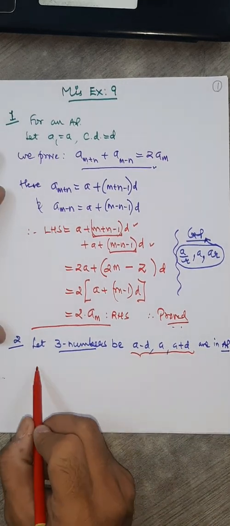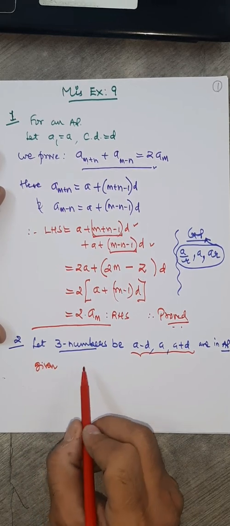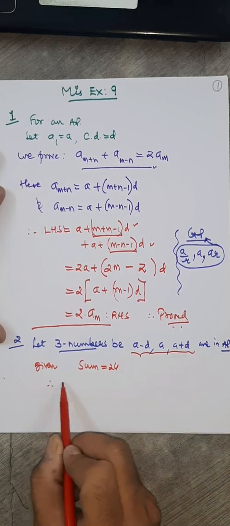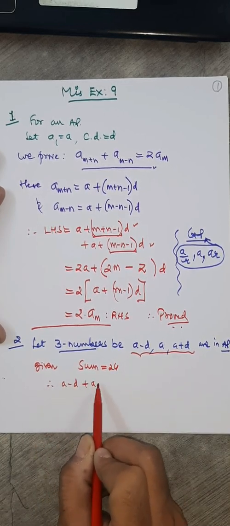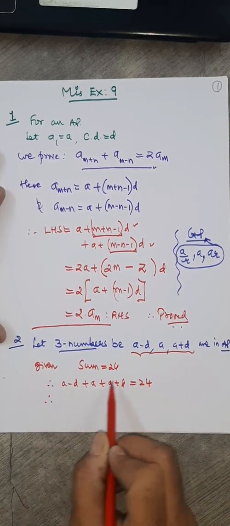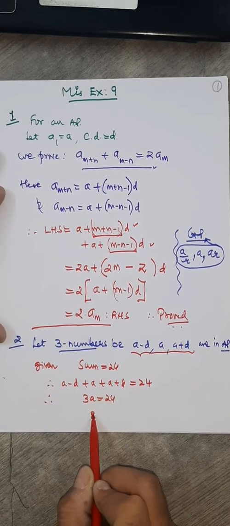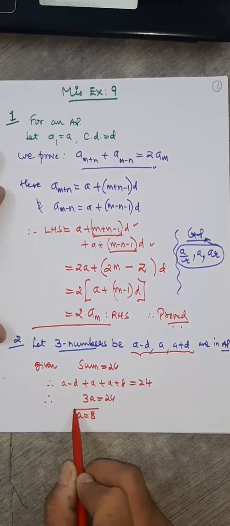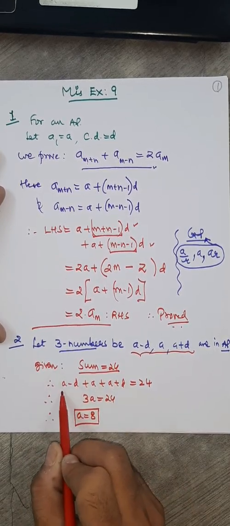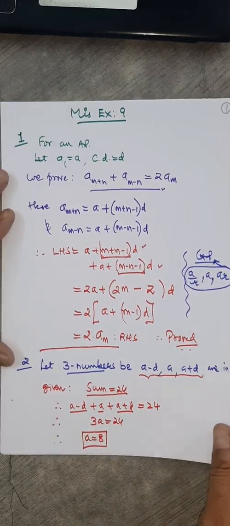So we have two conditions. Which two conditions are we given? Given that the sum is 24, therefore a minus d plus a plus a plus d equals 24. So d will get cancelled. You have 3a equals 24, so you will get a equals 8. If I add them, you will get 24, and therefore a is 8.